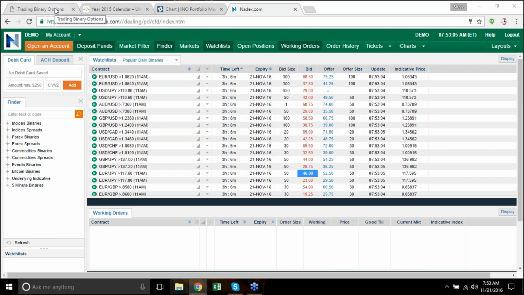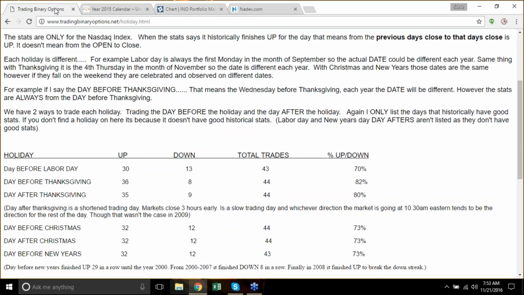Works pretty well. It's based on historical stats of the NASDAQ, and I think it was called the NASDAQ Profit System. I don't use it a ton. I use it more for the holidays.